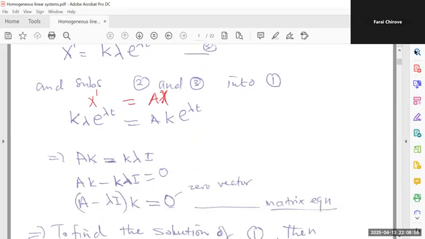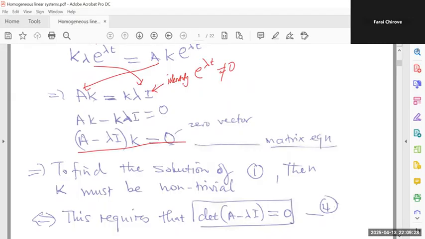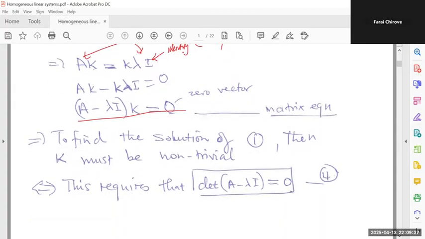If we do that, we realize that e to the power lambda t is a function not equal to 0, and then it remains with Ak. I just rewrite Ak as k lambda I. Just to maintain the dimension of the matrix, we multiply by an identity matrix, which is the same dimension as A, n by n in this case. So after doing some algebra, we end up with a matrix equation that is equal to the 0 vector.